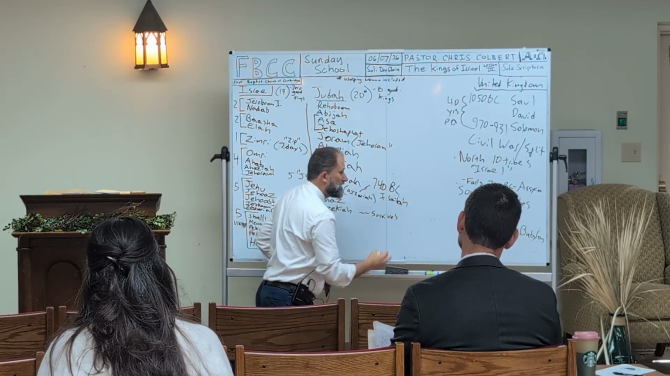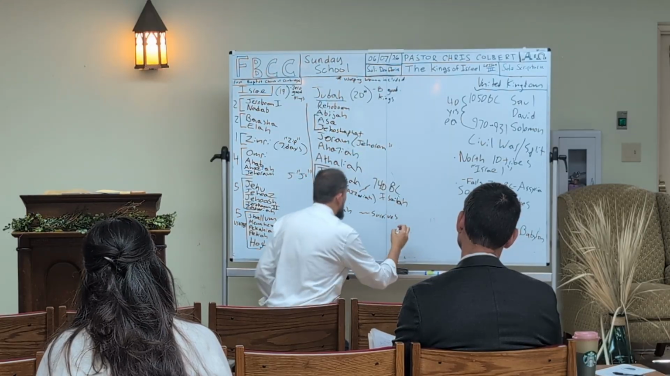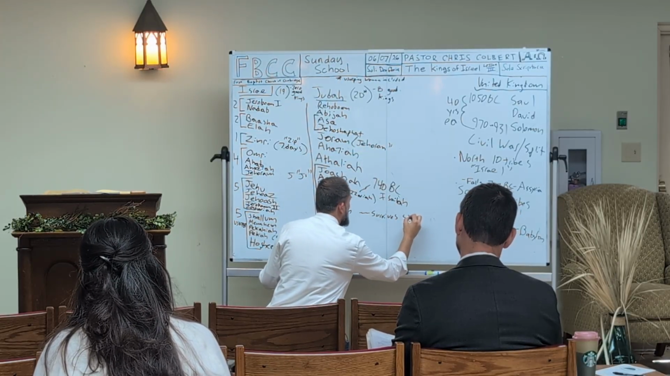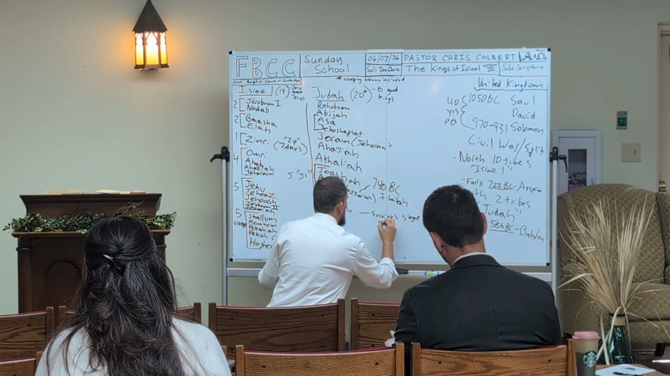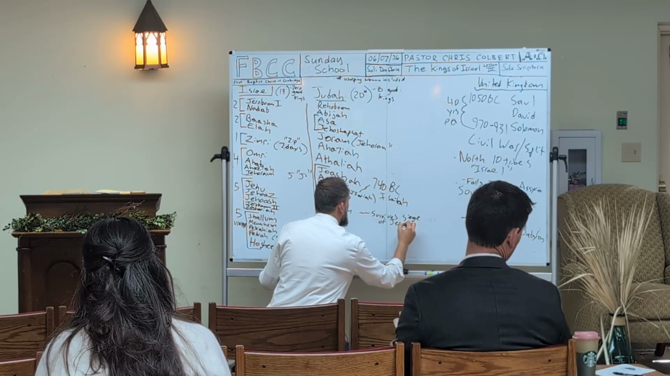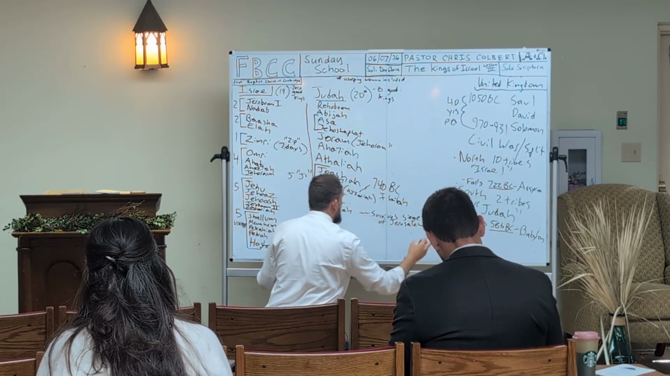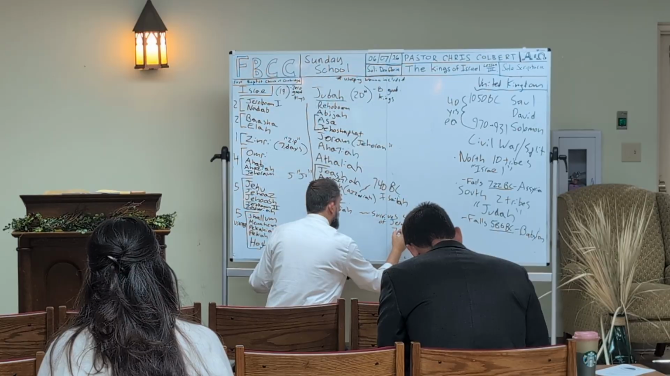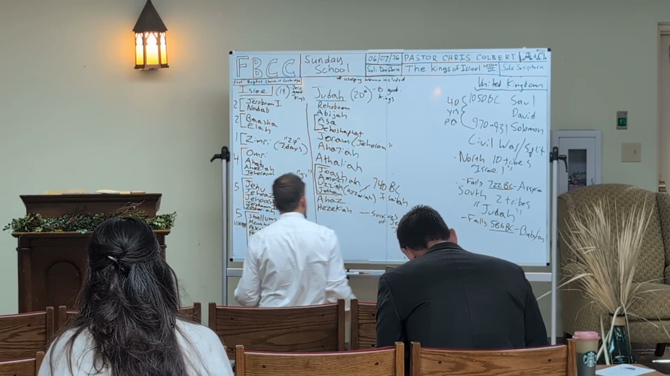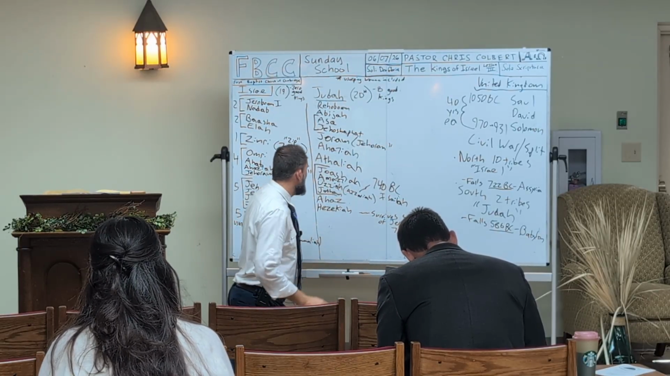Survives? No, that was the northern. Yeah, so he survives a siege of the southern kingdom's capital, Jerusalem, and this is another good date to remember. These are the big dates. 701. Right, 701 BC. So you have Ahaz and Hezekiah.